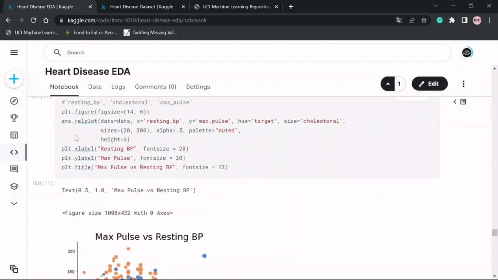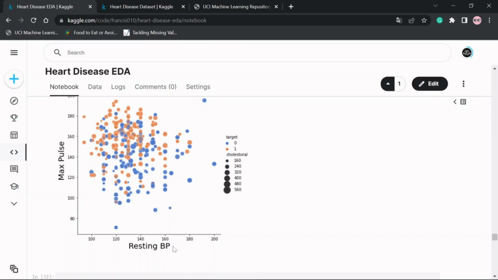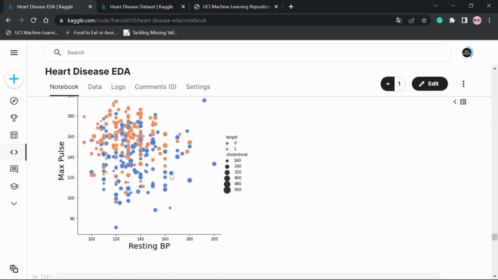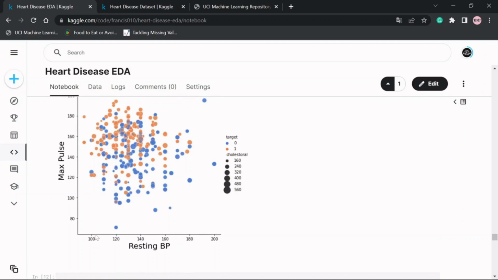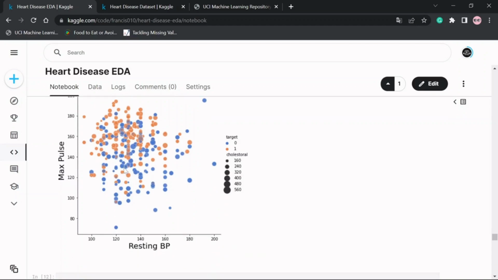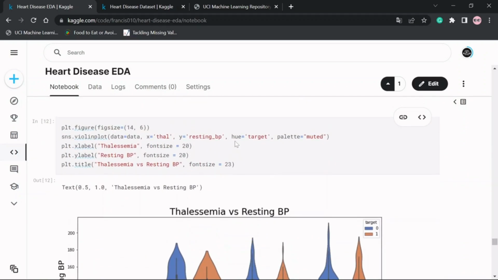Moving forward, what we have plotted here is a rel plot that shows the variation of max pulse with respect to resting BP, and the size of the circles we have taken as cholesterol, like how max pulse is varying with resting BP, and what is the value of cholesterol for each data point. We can see that even with less resting BP, max pulse is very high, and people present in this group are mostly having heart disease. So even if the resting BP is low and the pulse is high, the people can have heart disease.